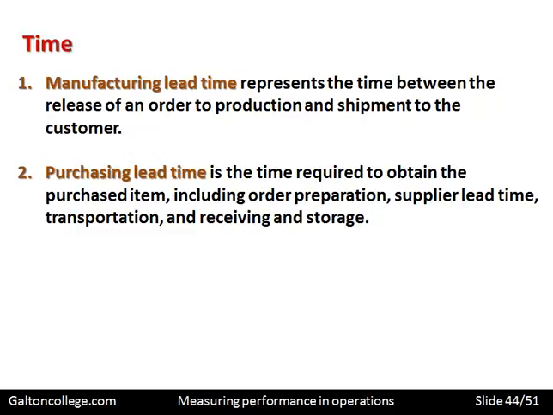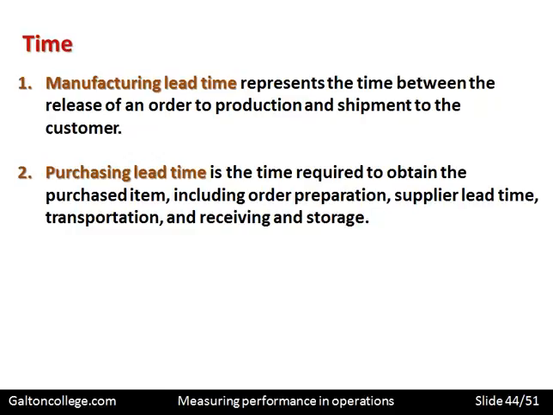So the manufacturing lead time is the time within the company. The company receives an order and it sets about making the product. That's the manufacturing lead time, from the moment it receives the order to the time it completes it. So that's within the company. The company receives the order, the company makes the product. How long does it take from the time it receives the order to the time it makes the product ready for dispatch?